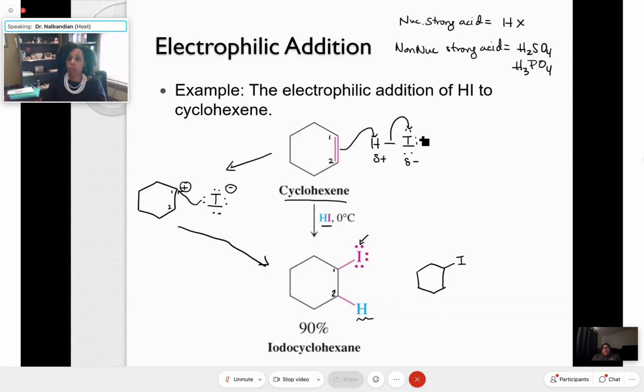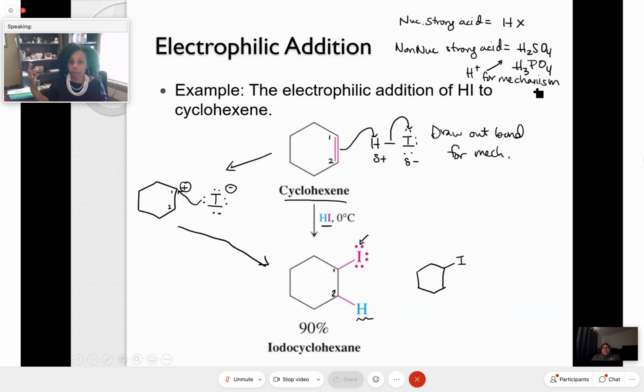But remember, when we have a nucleophilic strong acid, so here we have a nucleophilic strong acid, we're going to draw out the bond for the mechanism. But when we have a non-nucleophilic strong acid, we can just write H+ for the mechanism, if we were using one for something. All right, so here's our electrophilic addition.